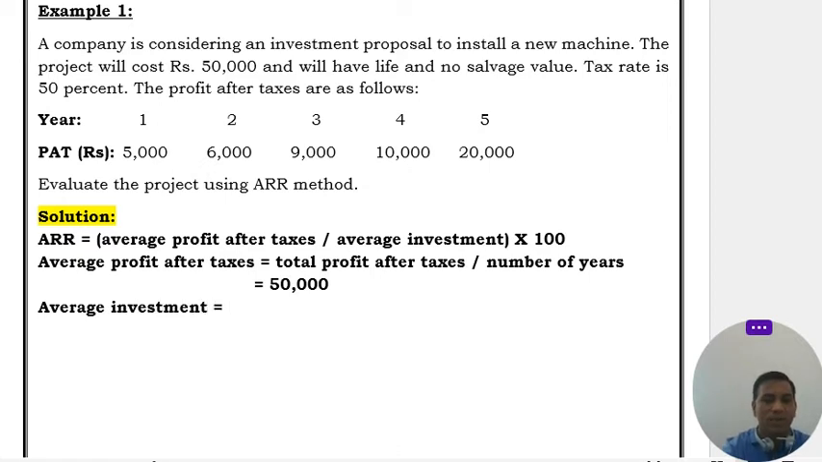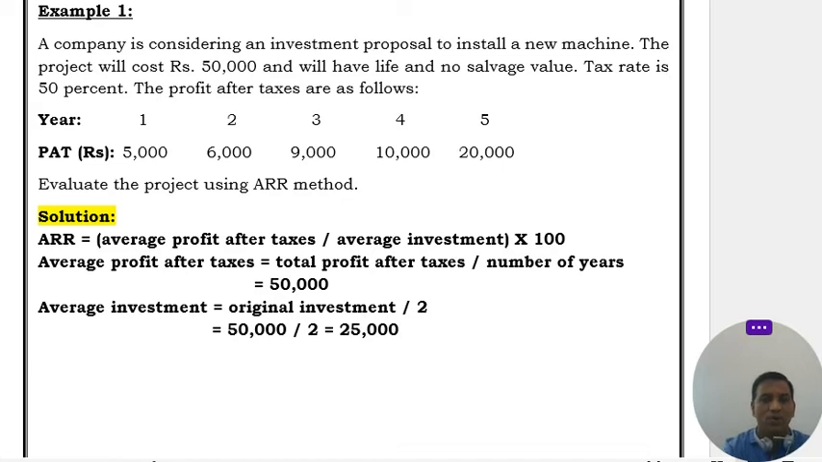Equal to, the formula is original investment divided by 2. And here there is no scrap value, no additional working capital. That's why we use the simple formula. What is the original investment? 50,000 divided by 2, that equals 25,000.